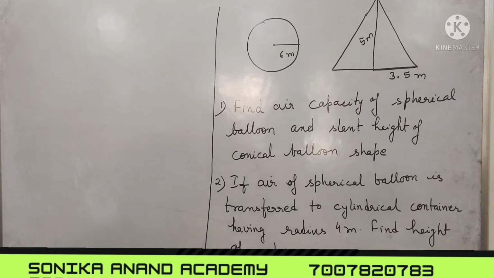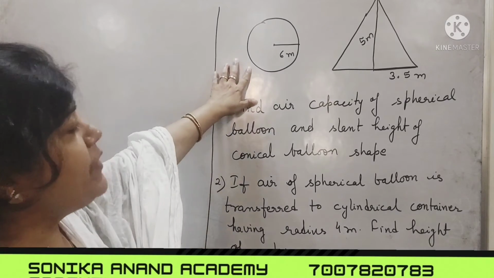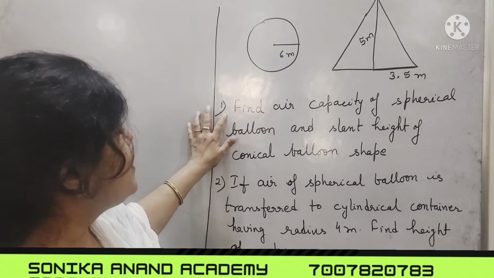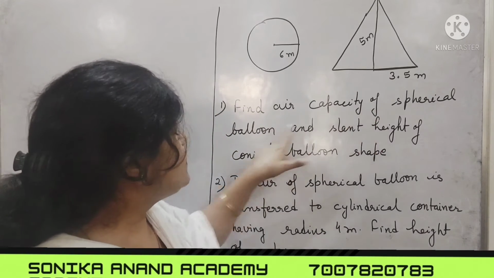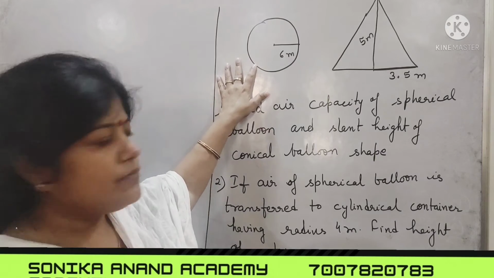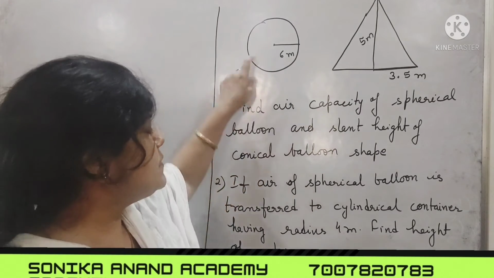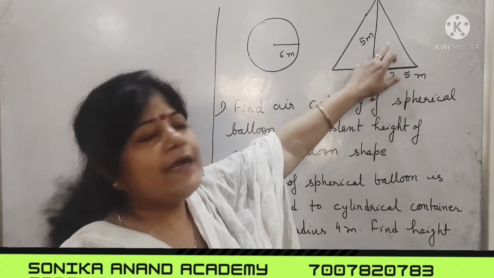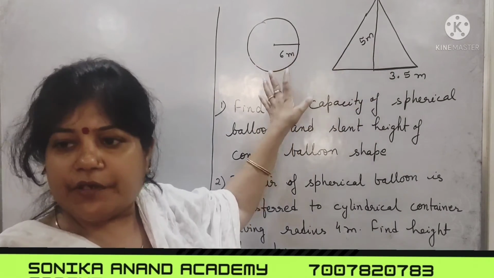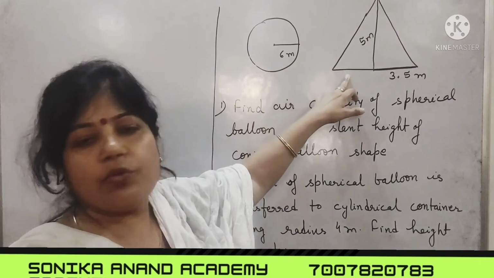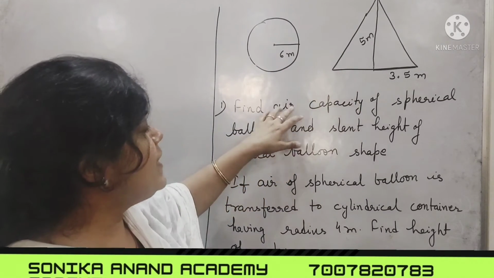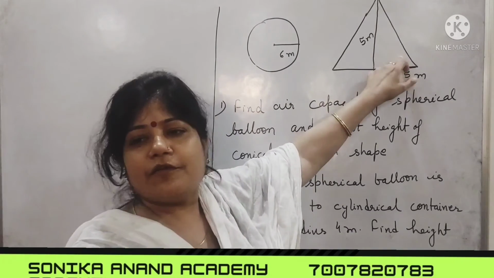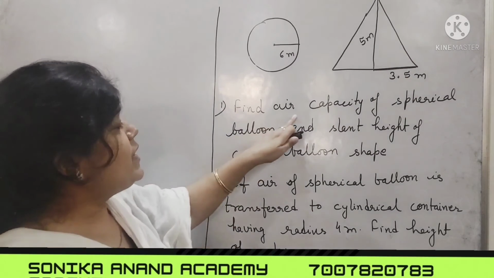Now there are two shapes which we have seen. There is a spherical shape and there is a conical shape. Now there are two questions. Let's see one by one. Find the air capacity of a spherical balloon. These are the balloons. So we have to find the air capacity of this balloon and slant height of conical balloon. These are two balloons of different shape. This is spherical balloon and this is conical balloon. First we have to find the air capacity of this balloon, and we have to find the slant height of this balloon. Now first one, air capacity.